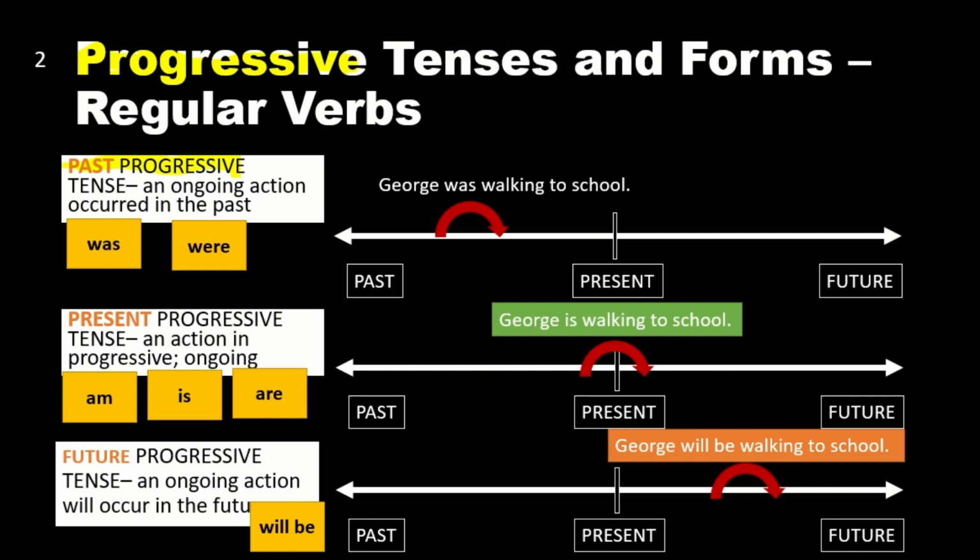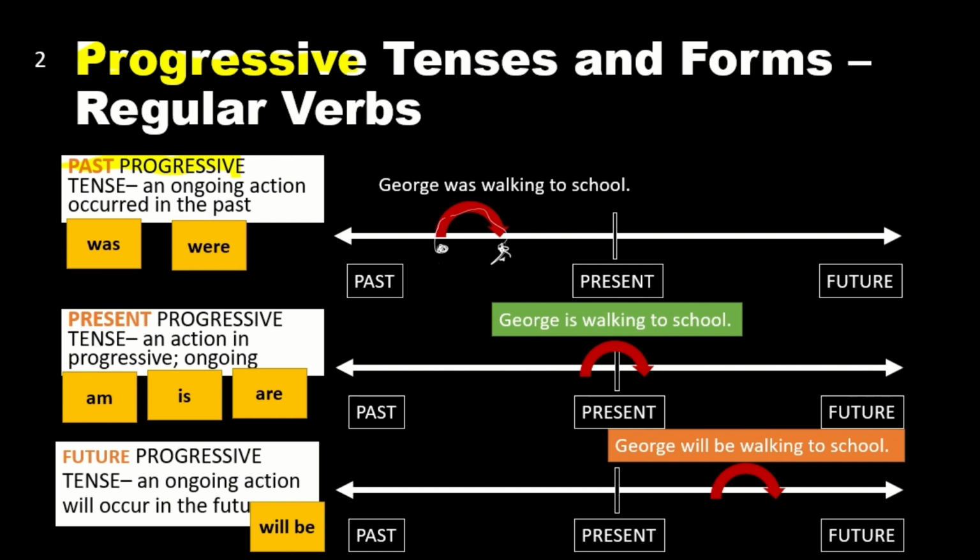The sentence reads, George was walking to school. Notice that there is an arrow letting you know that his action started at one point and it continued on a little bit more, but by the time it continued on, there was an ending to it. So that's how we know that this happened in the past, because yes, it started in the past, but it also ended in the past.